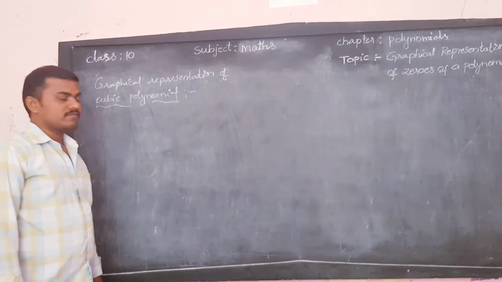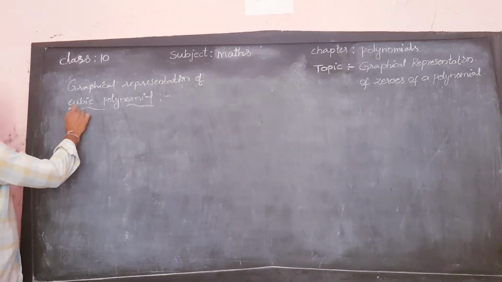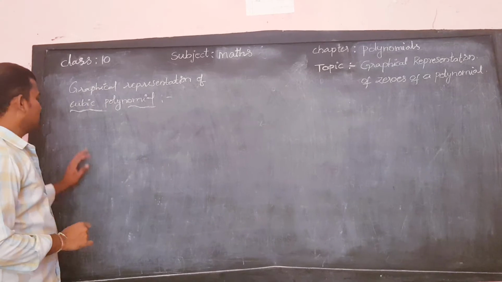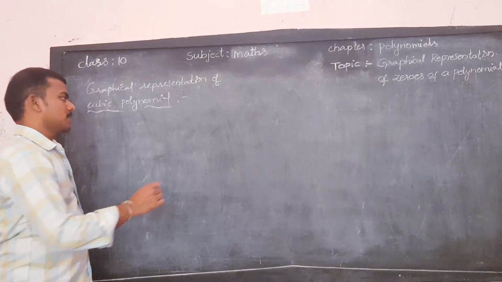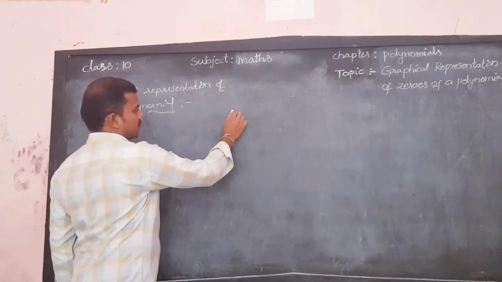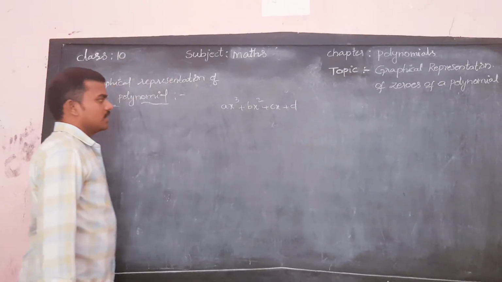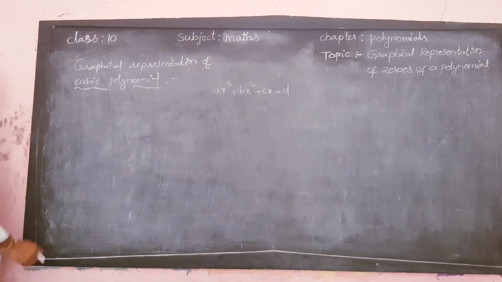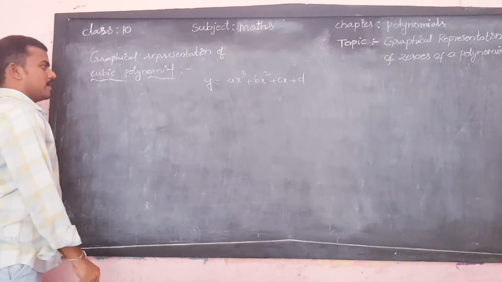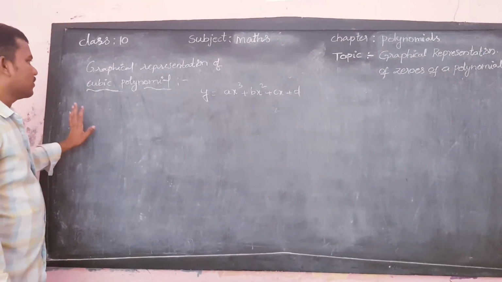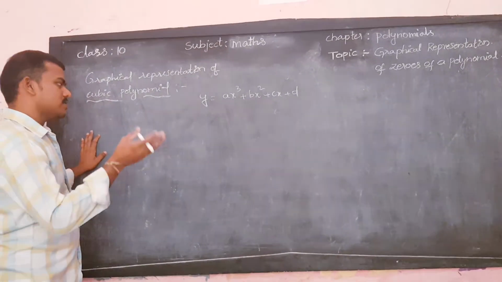Graphical representation of a cubic polynomial. A polynomial of degree 3 is called a cubic polynomial. The general form of a cubic polynomial is y equals ax cubed plus bx squared plus cx plus d. The graph of a cubic polynomial passes through the horizontal axis.